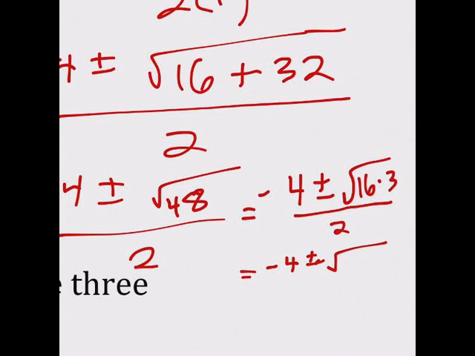I forgot something. I'm going to take the square root of the perfect square. That's why we did this in the first place. The square root of 16 is 4. I cannot take the square root of 3. And then I take it all over 2. I'm still not done. There's one more step.